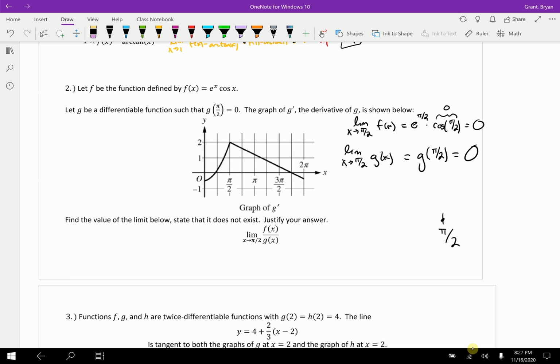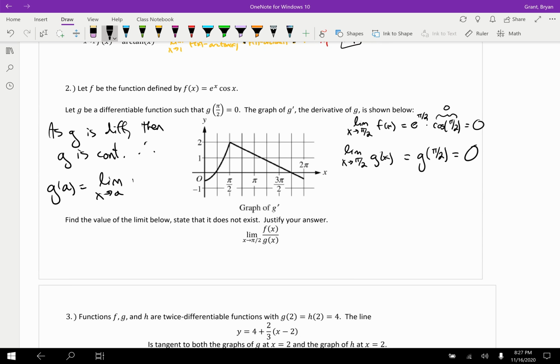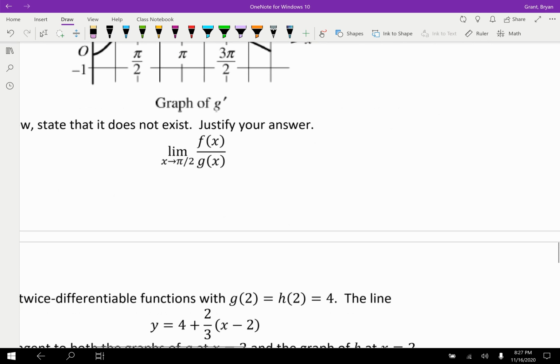Well, hopefully looking back at the problem, you'd say, well, g is a differentiable function. If g is differentiable, then what do we know about g? As g is differentiable, then g is continuous. Therefore, g of a is equal to the limit as x approaches a of g of x, right? This is our definition of continuity right here. So important. So that way you can actually state this relationship. Cool. We've shown that. Let's use L'Hopital's rule.